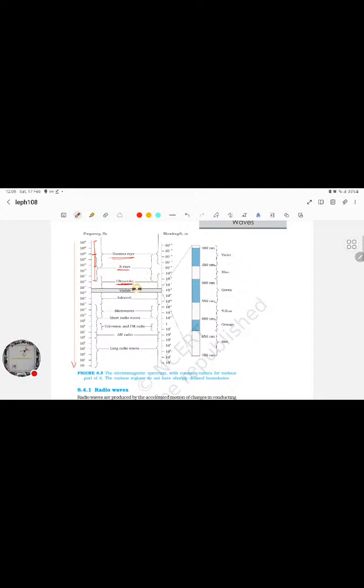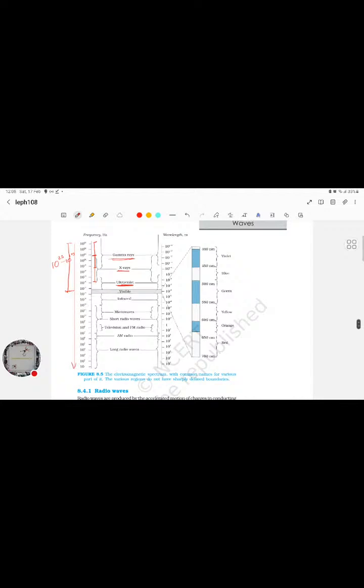And then we have the UV rays. So these are the three most high frequency radiations: the gamma ray radiation, X-ray radiation, and the UV radiation. Having high frequency, they have higher amounts of energy, and these come under the range of 10 power 23 to 10 power 15. That's how they are going to be.